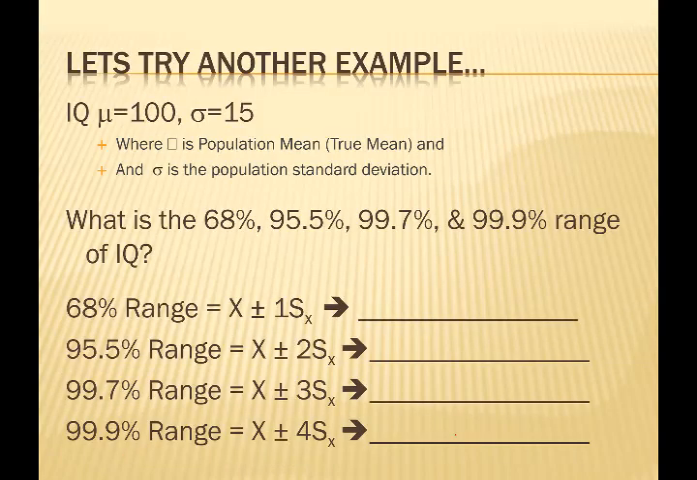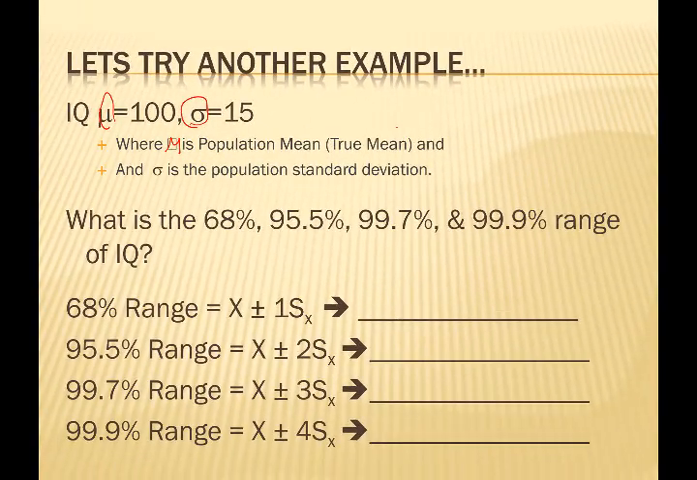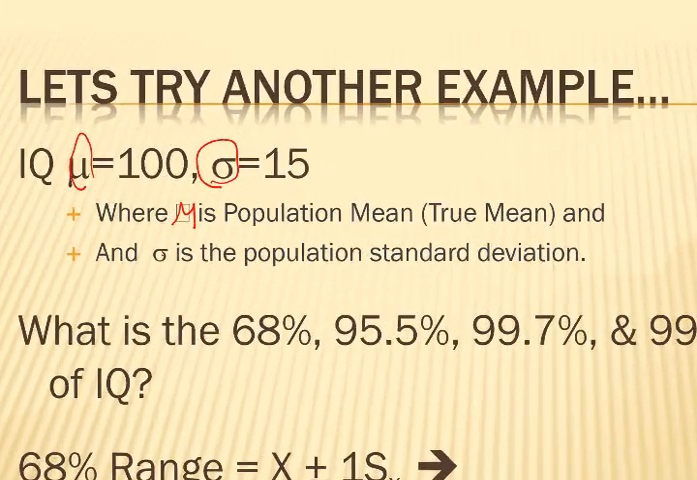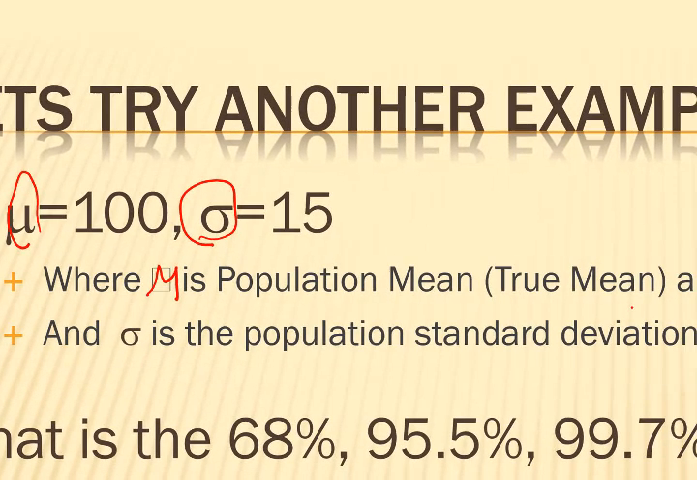Let's try another example. Here you see some special symbols. So mu is called the population mean or the true mean, right? So this is the mean of the entire population. And the standard deviation of the population is noted by a Greek letter, small letter sigma, a little circle with the tail on the top. And that refers to the population standard deviation.